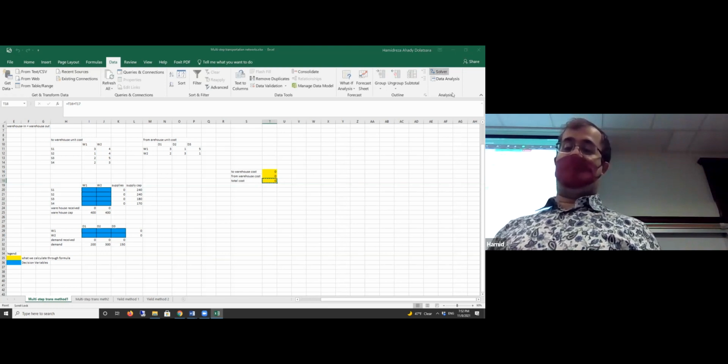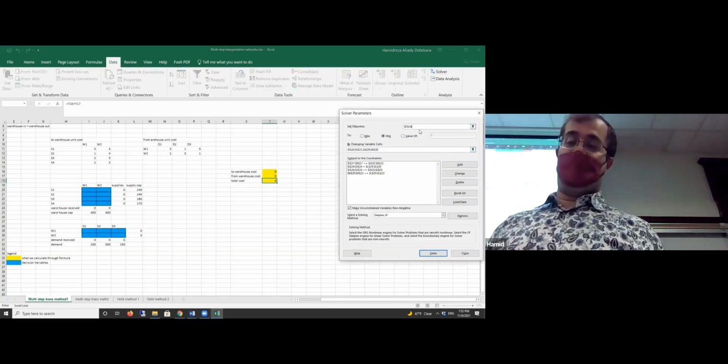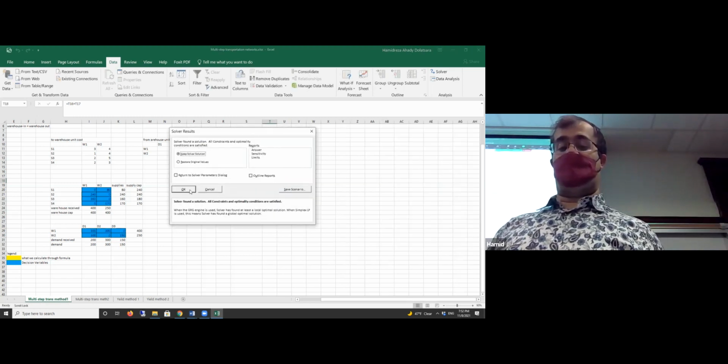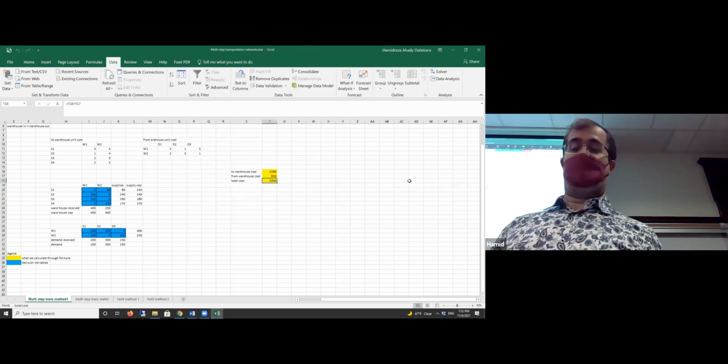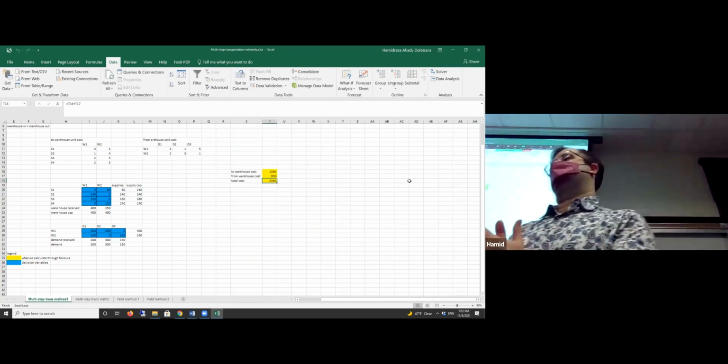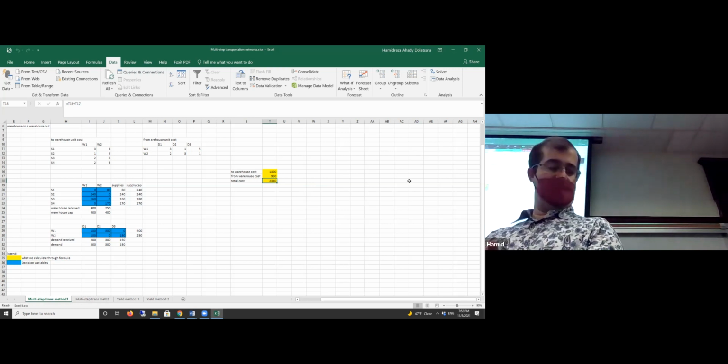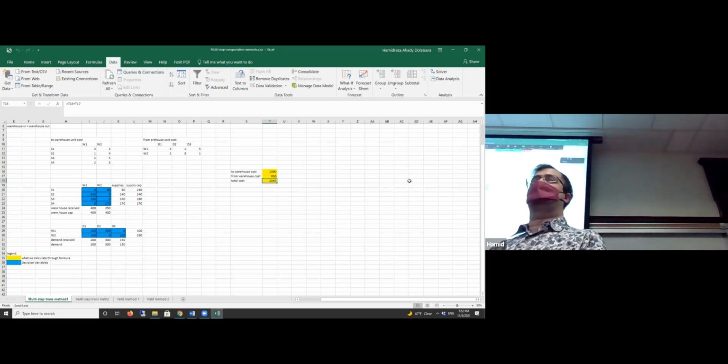If you go to the solver, I'm trying to minimize T18, which is the total cost. Press solve, and this is the answer. So, any questions?